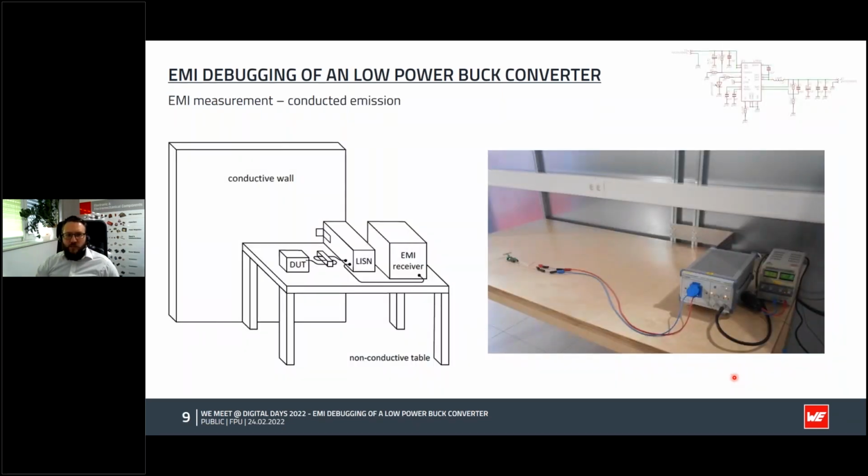So what we did, we went into the lab. Fortunately, we have in our headquarters in Waldenburg an EMC chamber and an EMC engineer who could help with these kinds of measurements. So, conducted emission, as I said in the beginning, from 150 kilohertz to 30 megahertz. For the setup, we have a wooden table and a conductive wall, and everything is connected to this wall. We have our device under test, our LISN, and our EMI receiver. What you see here is a schematic overview, and here is the setup of our measurement.